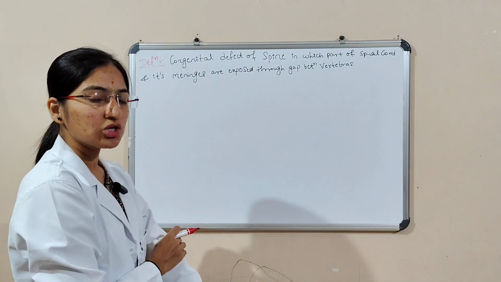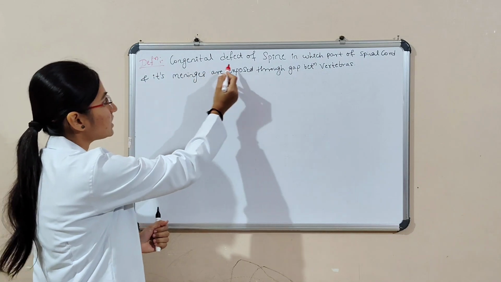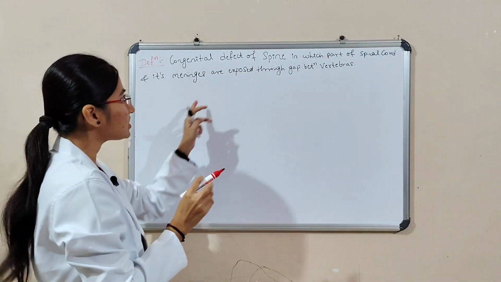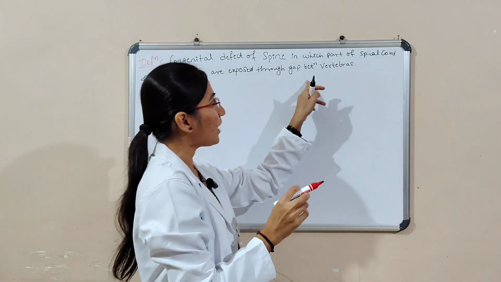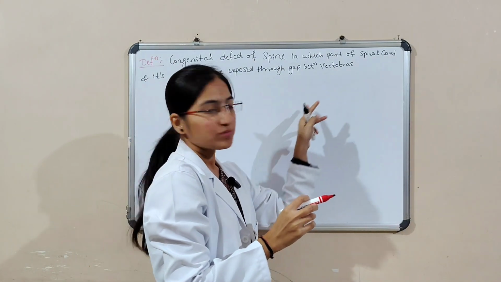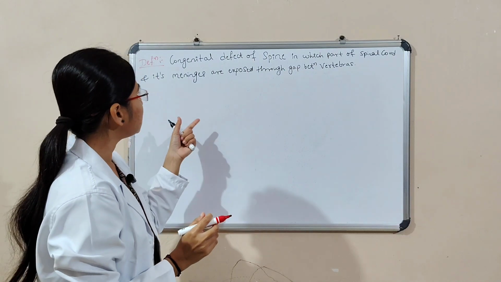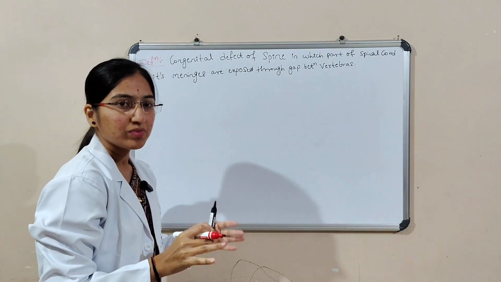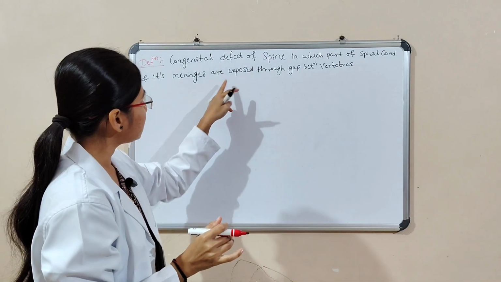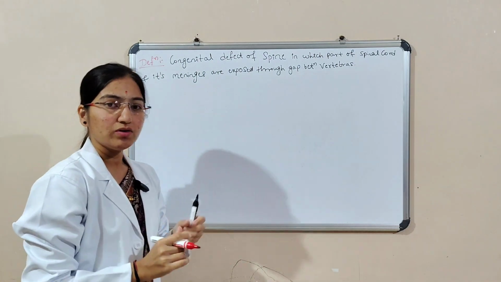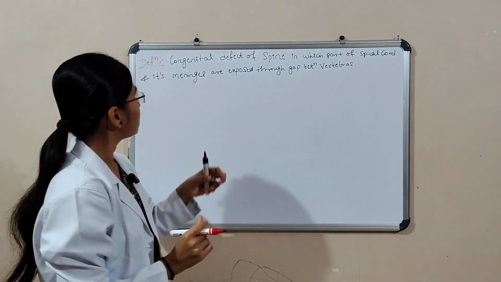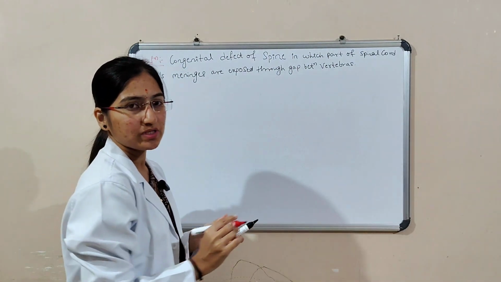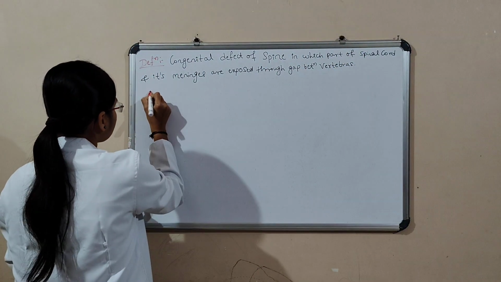It is also one of the congenital disorders. Here, a congenital defect of the spine in which part of the spinal cord and its meninges are exposed through a gap between vertebrae. What happens here is, in the fetal spine, the spinal cord does not develop properly in the womb. That is exposed through a gap between vertebrae. This is called Spina bifida. And next we will see the types of Spina bifida.